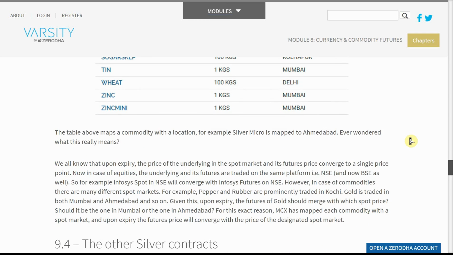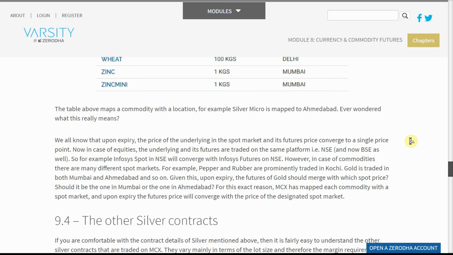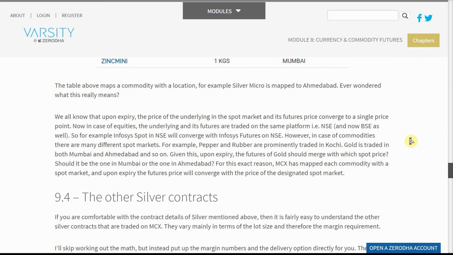We all know that upon expiry, the price of the underlying in the spot market and its futures price converge to a single price point. Now in case of equities, the underlying and its futures are traded on the same platform, i.e. NSE and now BSE as well. So for example, Infosys spot on NSE will converge with Infosys futures on NSE.